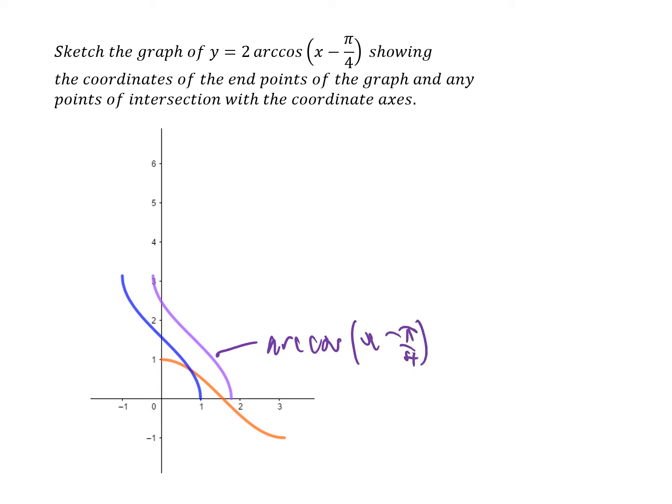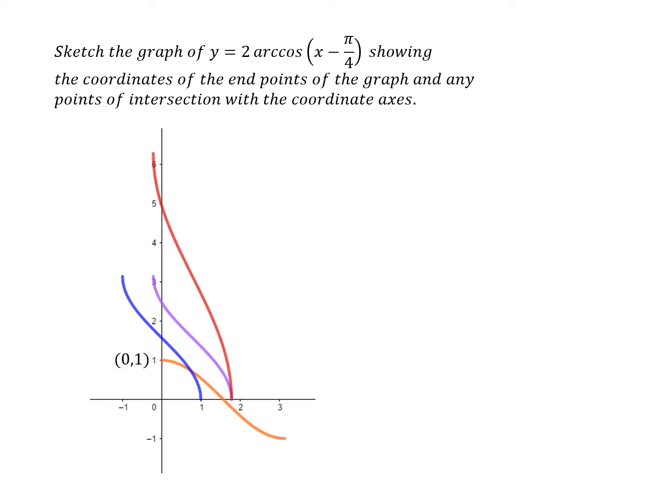And then finally adding the 2, or rather multiplying by 2, means that the y values are multiplied by 2. So the purple line is going to be stretched by a scale factor 2 in the y direction. So that red graph is the graph of 2 arccos(x minus pi over 4).